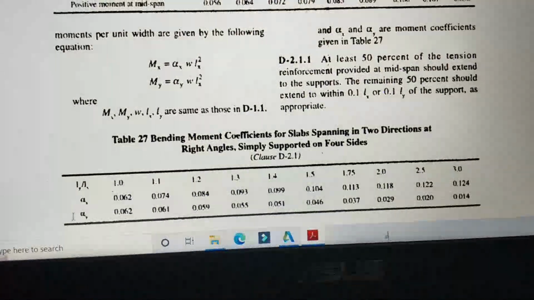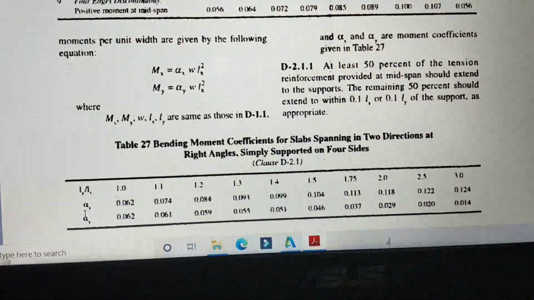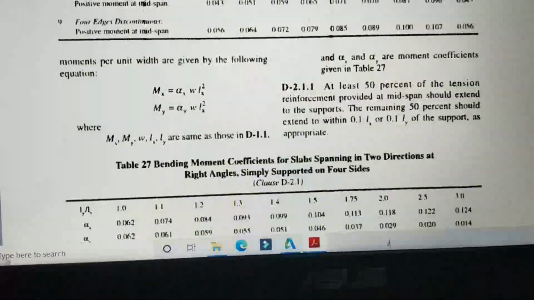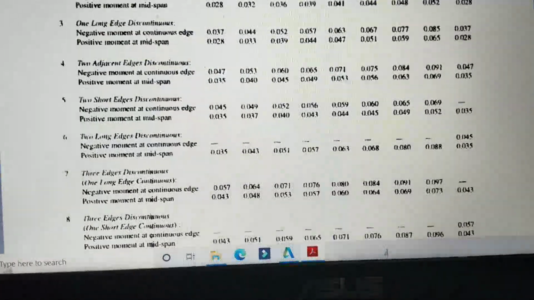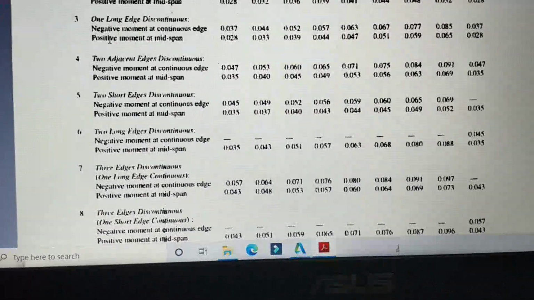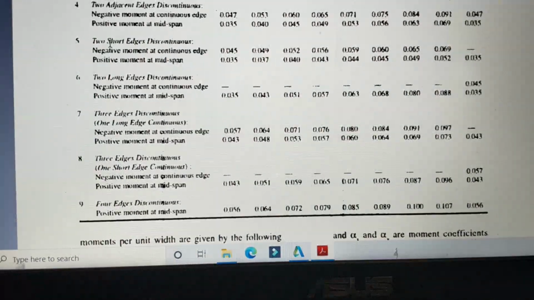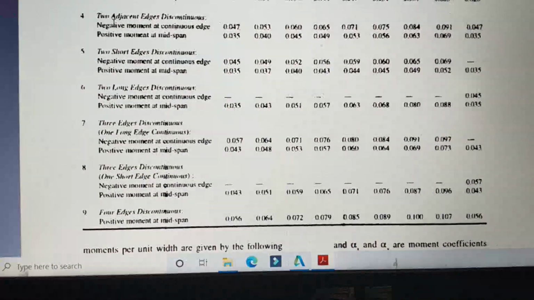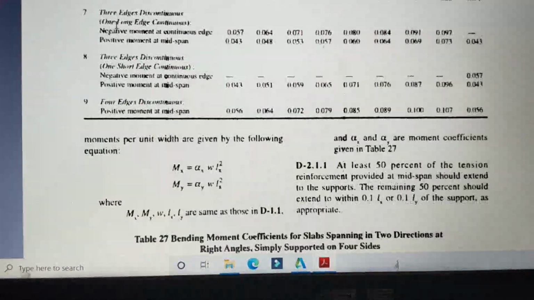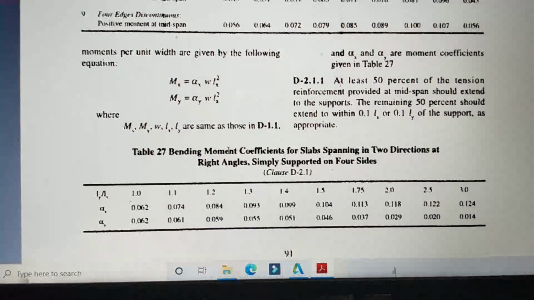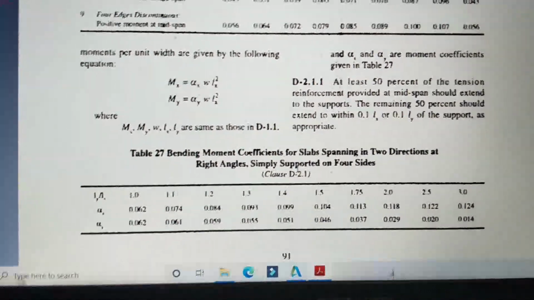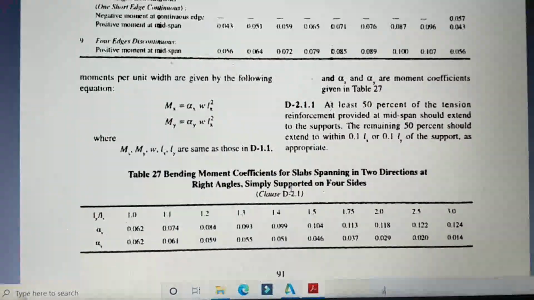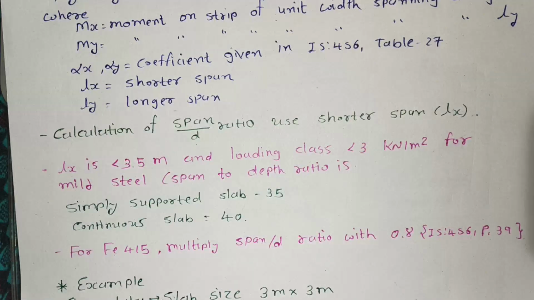The criteria for alpha x and alpha y are provided in the table, and for corners held down there are a few conditions which I will explain in the next video. Today we are discussing simply supported on four sides, which you can also call the simply supported condition.